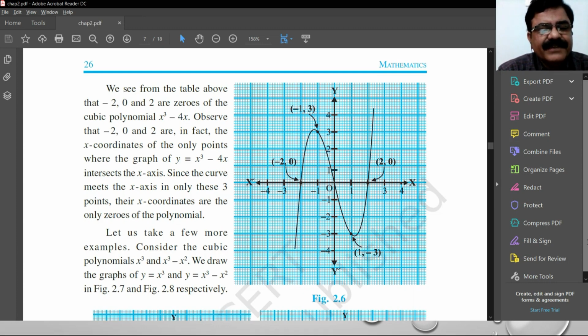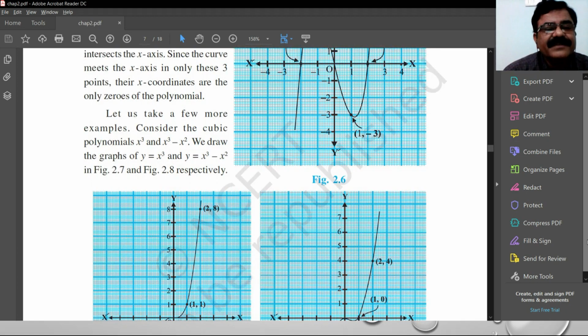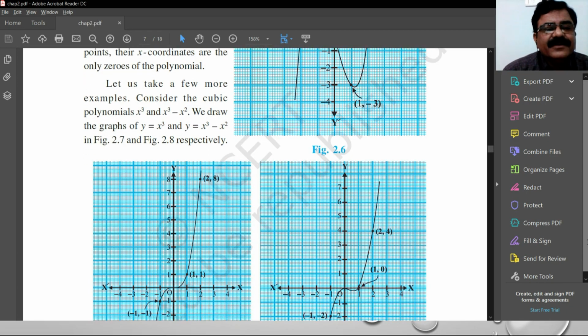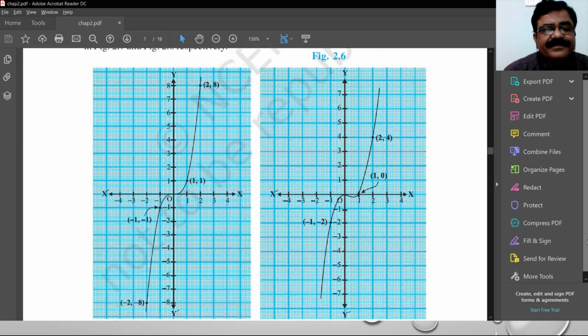Let us take a few more examples. Consider the cubic polynomials x cube and x cube minus x square. We draw the graphs of y is equal to x cube and y is equal to x cube minus x square. In figure 2.7 and figure 2.8 they have been drawn.